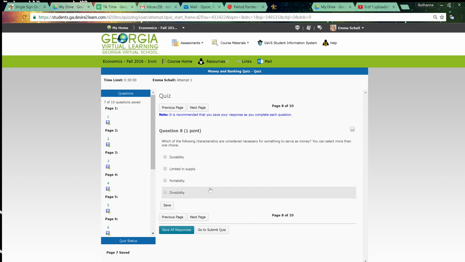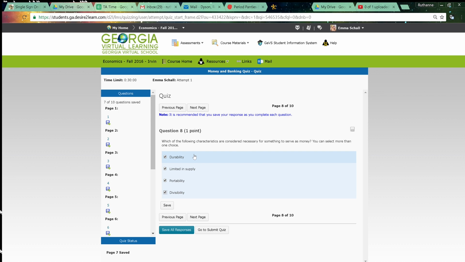Number 8. Which of the following characteristics are considered necessary for something to serve as money? Okay, so I looked this up, and from what I found, it's going to be all of these things. Money needs to be durable, it needs to be limited in supply, it needs to be portable, and it needs to be divisible. Let's talk about this.